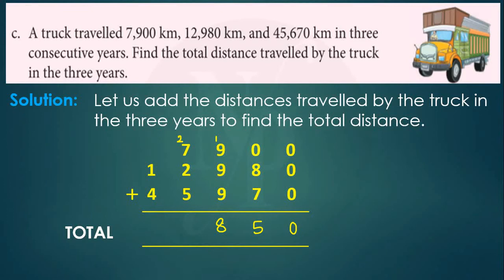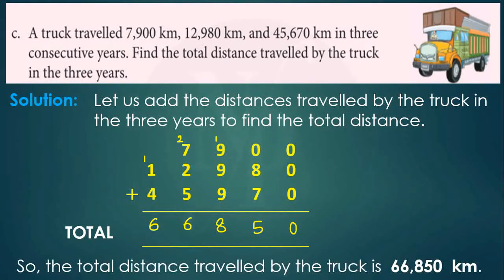2 plus 7 is 9. 9 plus 2 is 11. 11 plus 5 is 16. I write 6 here. 1 is carried forward. 1 plus 1 is 2. 2 plus 4 is 6. So the total distance travelled by the truck is 66,850 kilometers.